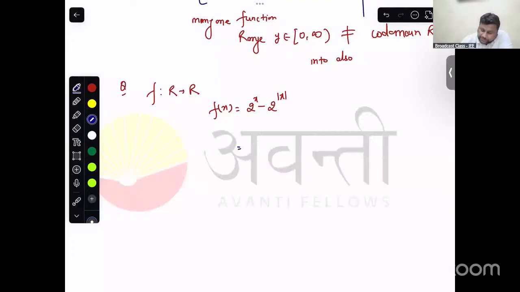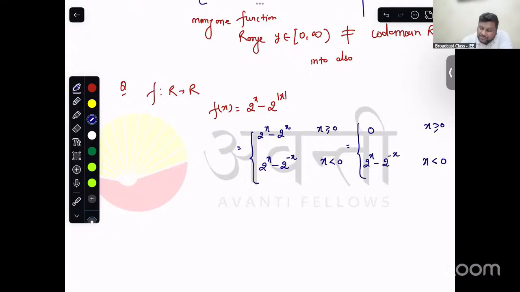See, if you design this function, if x is greater than 0, it is going to be 2 to the power x minus 2 to the power x. And if x is less than 0, it is 2 to the power x minus 2 to the power minus x. So that means if x is more than or equal to 0, it is going to be 0. If x is less than 0, it is going to be 2 to the power x minus 2 to the power minus x. Am I correct?